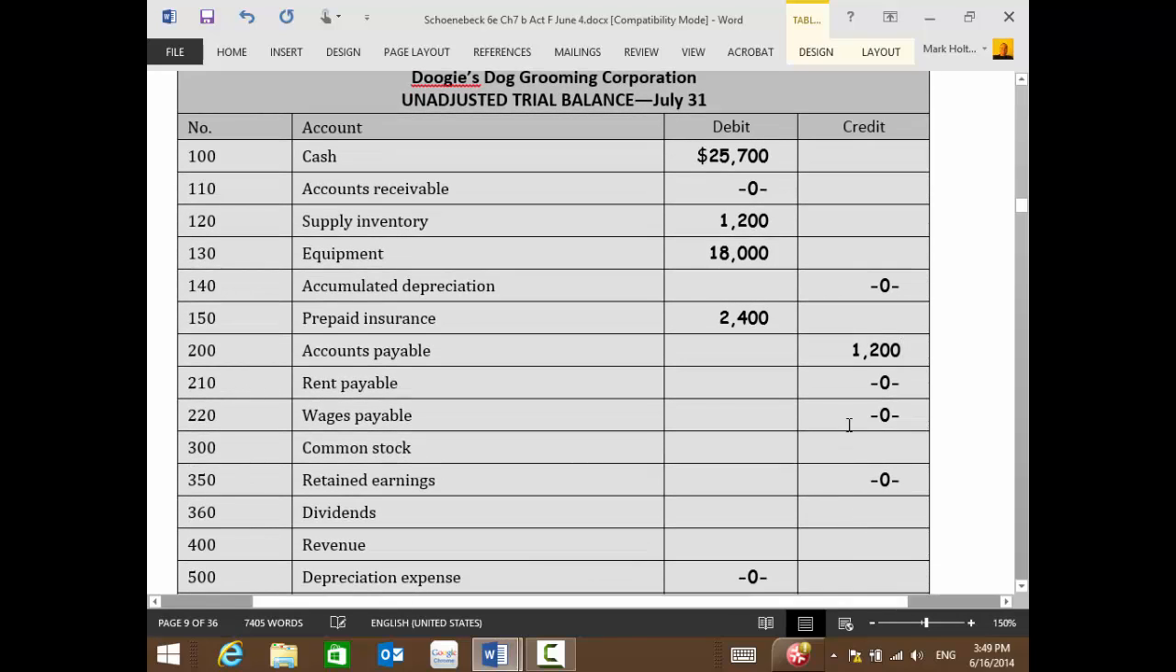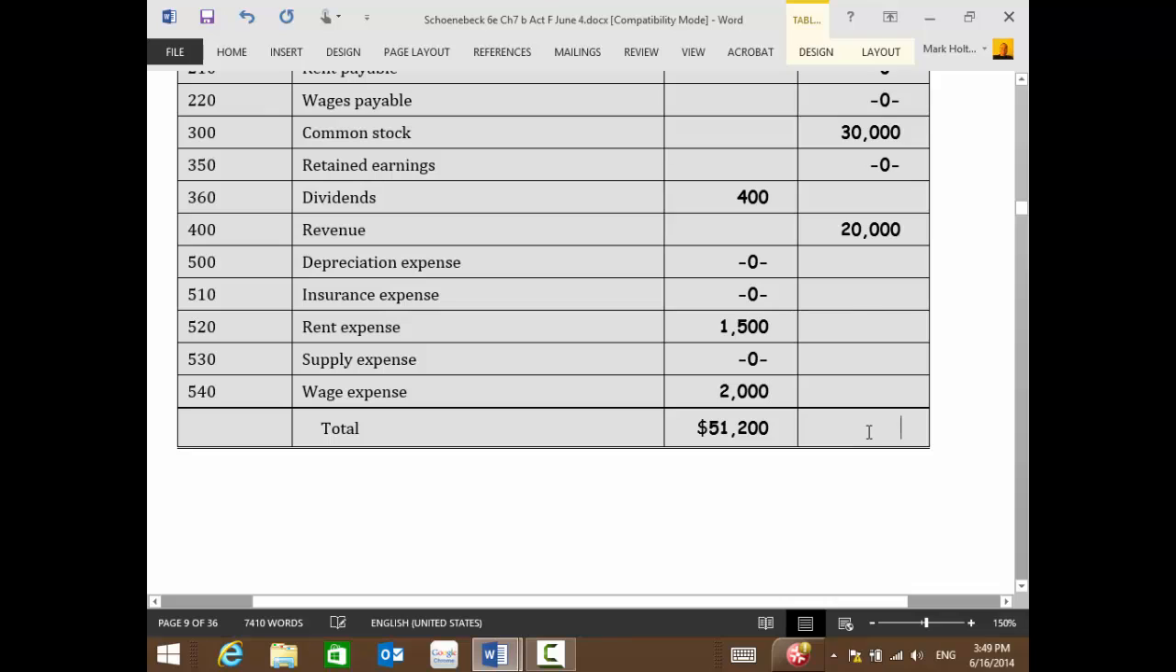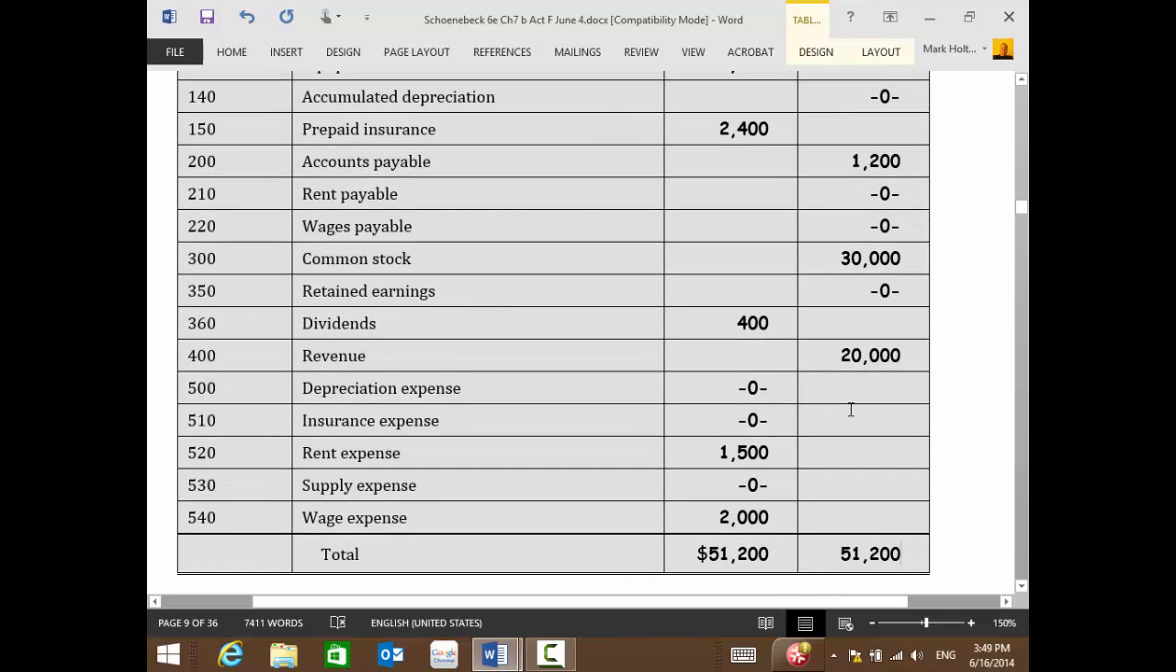We have common stock of $30,000. Dividends of $400. Revenue of $20,000. Rent expense of $1,500. And wage expense of $2,000. So if you add up the debits, they add up to $51,200, and if you add up the credits, they also add up to $51,200. Questions?